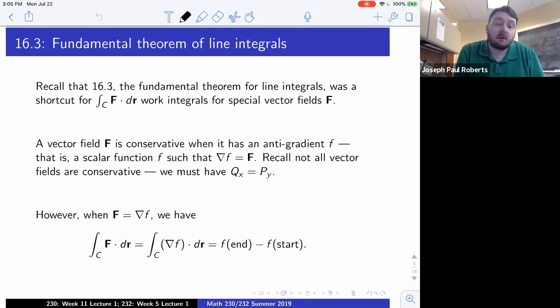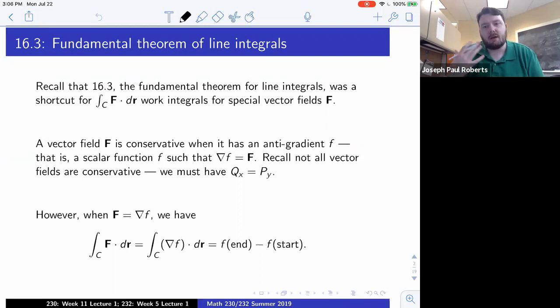But then we started talking later last week about a shortcut for special vector fields. For special vector fields, you don't actually have to go through all that process that we talked about in 16.2. Instead, you're allowed to use the fundamental theorem of line integrals, which was a shortcut we learned in 16.3. And what kind of special vector field are we talking about? We're talking about a vector field that is conservative. Conservative vector field means that it possesses an anti-gradient.